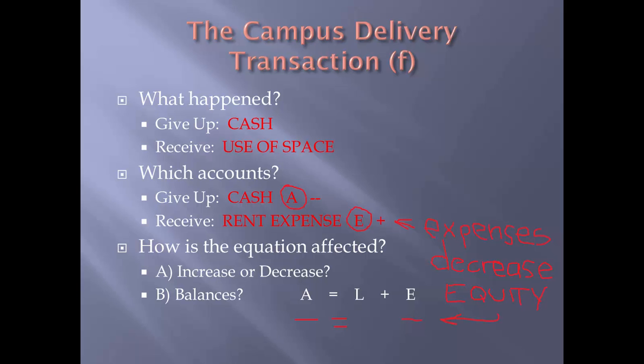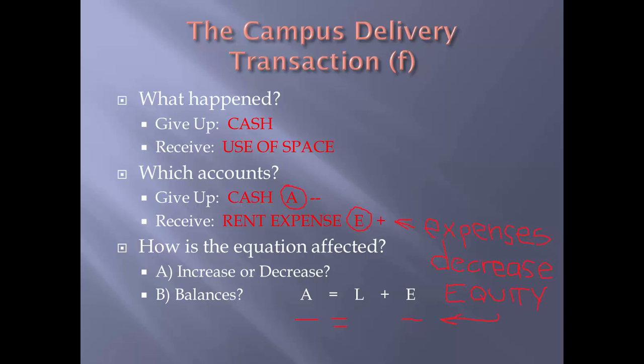Let's take a look at transaction F. Here is where we rented some office space. So what did we give up? We gave up cash, and what did we receive? We do not own the office space. If we don't pay our rent the first of next month, we're going to get kicked out. What you get in return for rent is the use of that space. I've now paid money and I can use this space for this month. So that's what we're receiving, use of the space. We do not own the space.